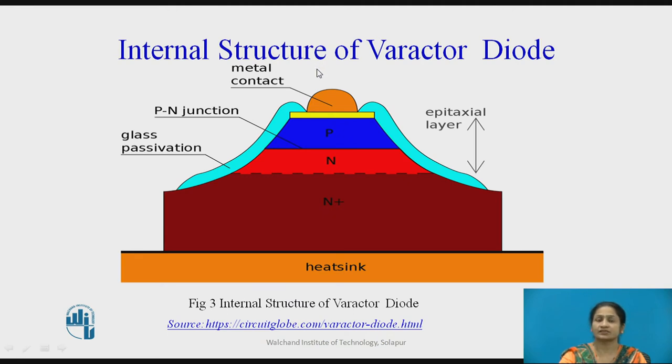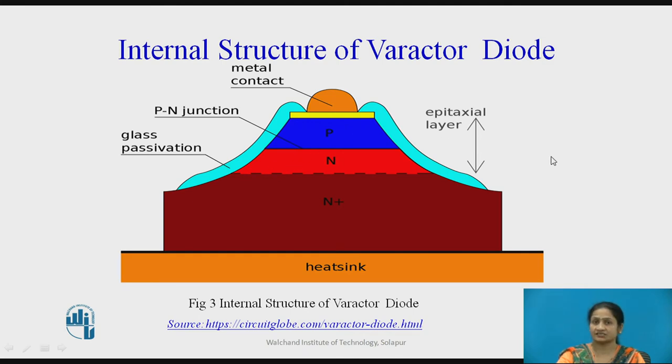Now let us see the internal structure of the varactor diode. Here the two regions are shown, N type and N plus. It is not necessary that it should be N plus; it can be N also. The two regions are shown because more electrons are excited to move towards the P type material. Above this N type material, P type material is grown, which is represented by the epitaxial layer. The width is not constant, but it goes on changing depending upon the applied voltage.